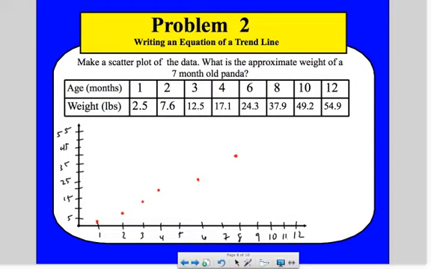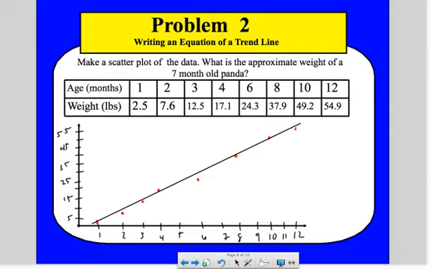Okay, so we're up here. And then 12 is at 54, which is just about the last one we got there. Okay, so that is the data plotted. Now what we want to do is find the trend line, or the best fit line.